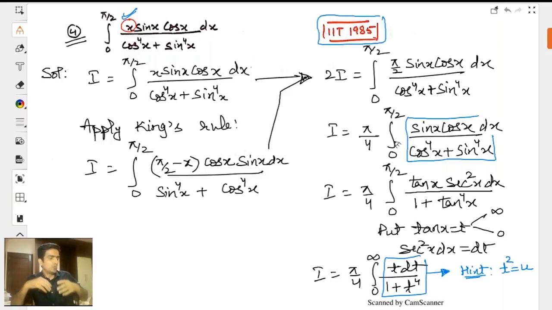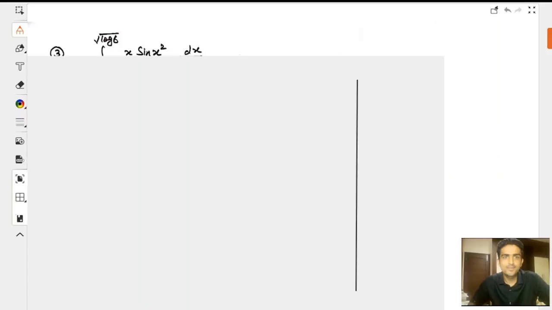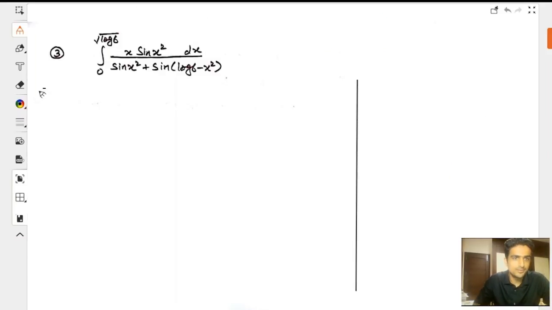Okay, so this is like the first use of King's rule. And I'm again mentioning x square, x cube, anything, it will work for all. Look at this question now. A similar question was asked in IIT, I forgot the year, a similar question, not exactly same, but similar. Before I do this question, I want to refer to one basic question.